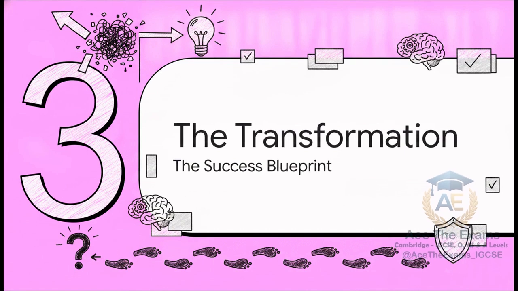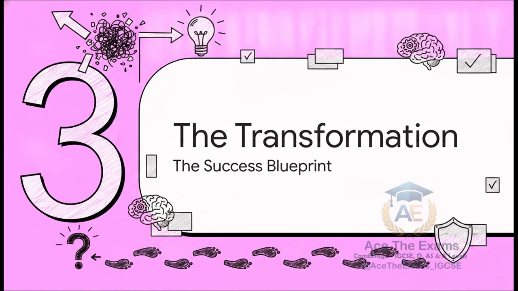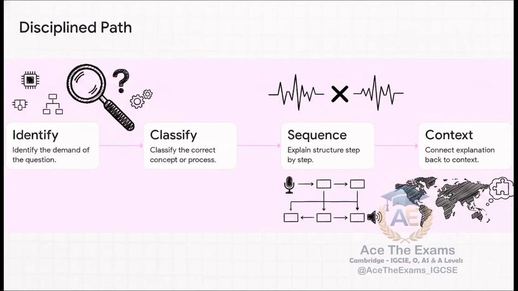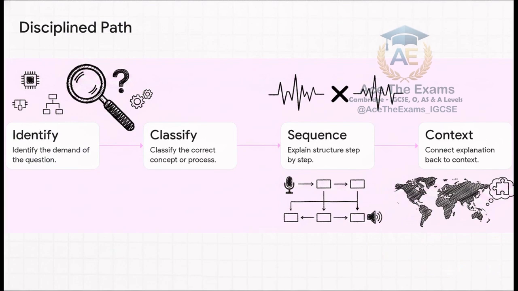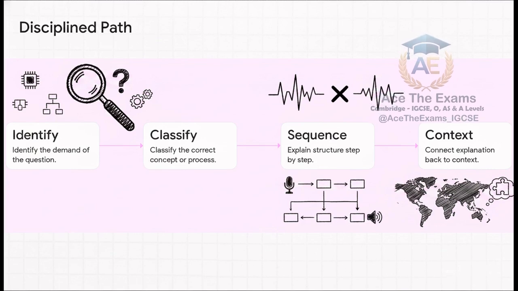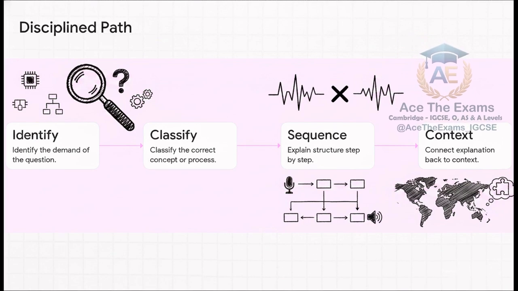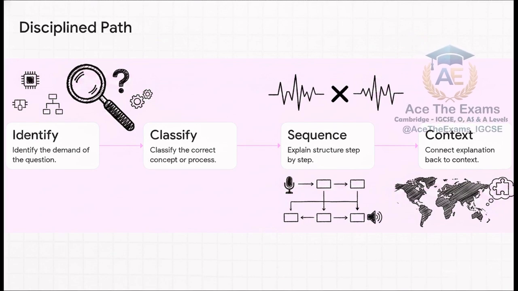Let's move into part 3, the transformation. It's time to introduce the disciplined step-by-step teacher walkthrough path that will transform those flawed, panicked answers into sheer perfection. Let me break down this 4-step computer science success blueprint for answering these tricky questions. You need to memorize this sequence. Step 1, identify the demand. Look immediately at the command word. Is the examiner testing process explanation? Are they testing hardware selection or maybe logic reasoning? Know your battle before you fight it.